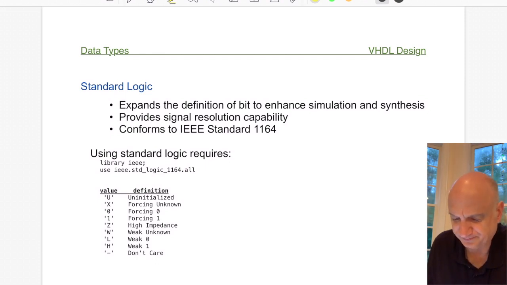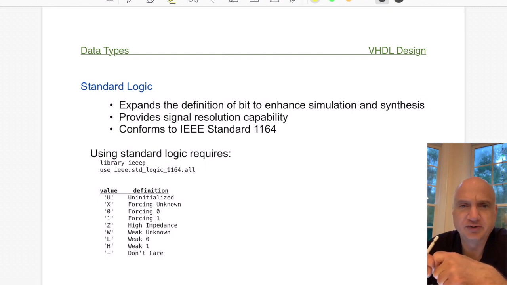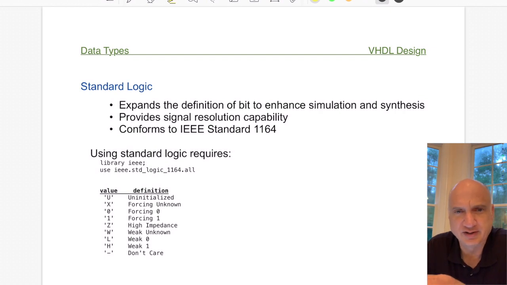It also provides something called signal resolution capability. That means that if you happen to have two lines driving the same wire, in other words, you have two outputs connected together, the language needs a way to resolve that in simulation. It needs to understand, okay, if I have a 1 coming out of one output and a 0 coming out of the other one, what happens in the simulation? How does that manifest itself? What do I see? And so this language provides some extra features that allow us to represent that in simulation.